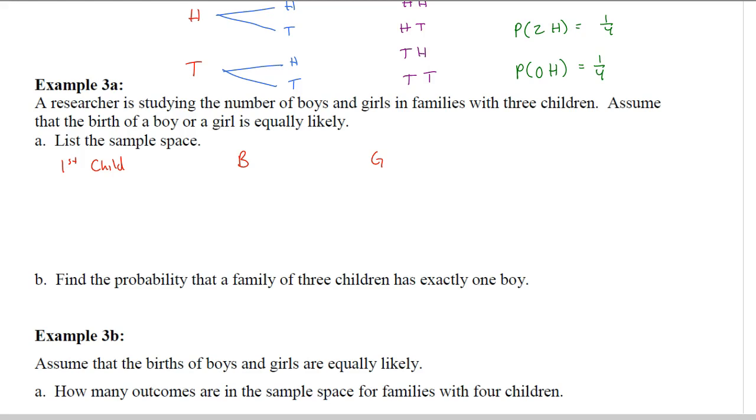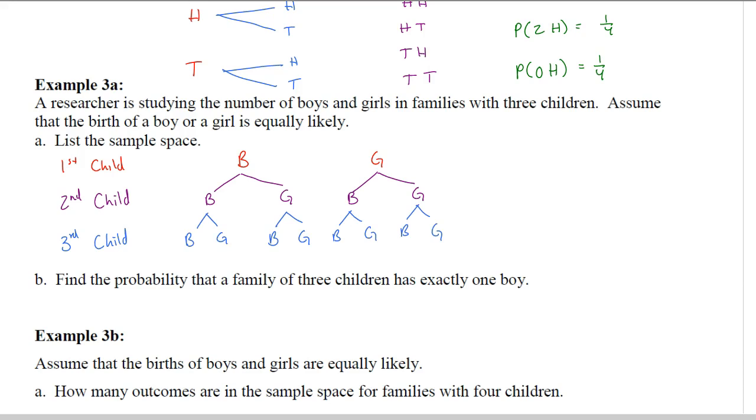So for the next child, well, if we had a boy for the first child, for the second child we would also have the option of having a boy or a girl. If we had a girl with the first child, we'd have the option of having a boy or girl for the second child. Now we're going to do this a 3rd time. So for the 3rd child, this is what it would look like. So we'd have branches of boy or girl coming off of each of those previous children.